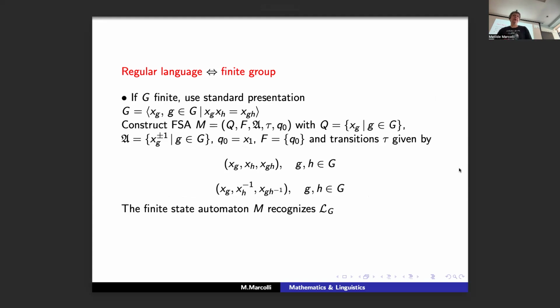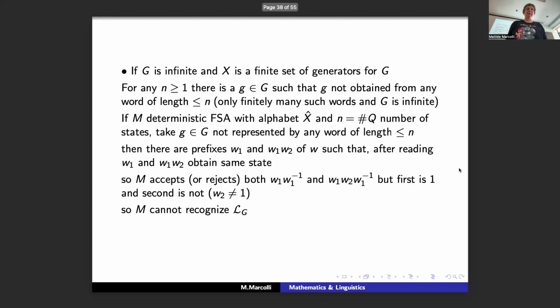Well, regular languages and finite groups is okay. If you have a finite group, then you can have a standard kind of presentation where you take a generator for each element of the group and you take the multiplication rule for the relations. You can always do that for a finite group, and that gives you a finite presentation. And so once you have it written like this, then the finite state automaton is obvious. It has a state for each element in the group, and it has an edge for each entry in the multiplication table. So the finite state automaton clearly recognizes the word problem for a finite group.